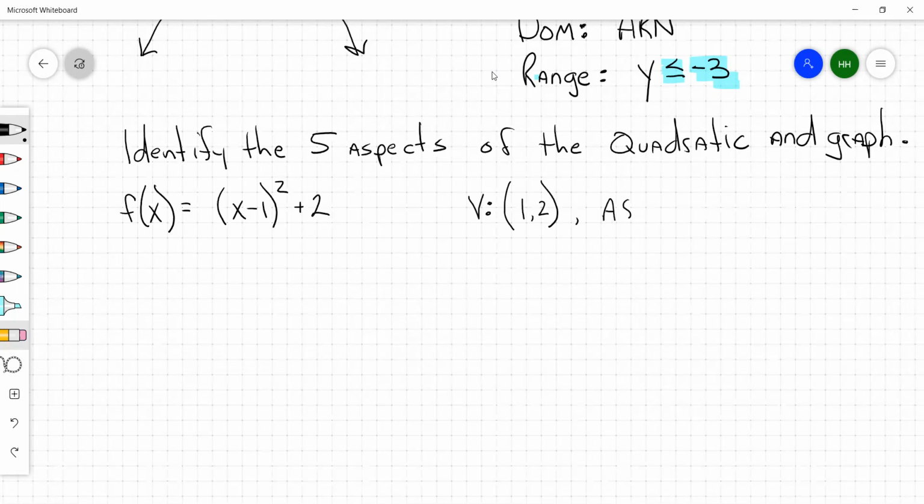Axis of symmetry, that's x equals 1. Minimum or maximum value. Since this a in here is a 1 and it's implied, it doesn't get written, and there's not a negative sign in there, it makes it a positive 1. This graph is going to go up, so it's going to have a minimum value.